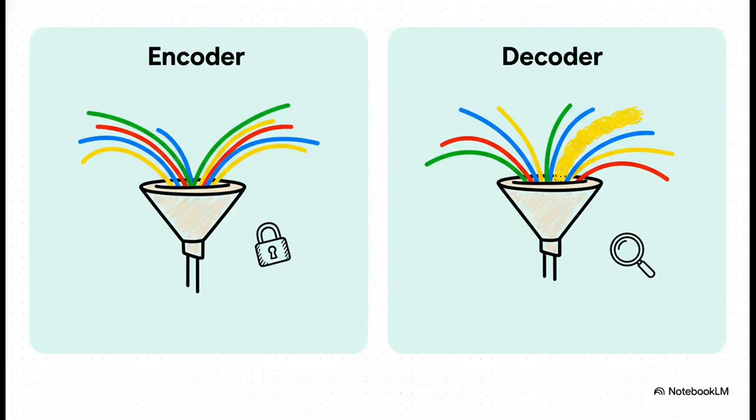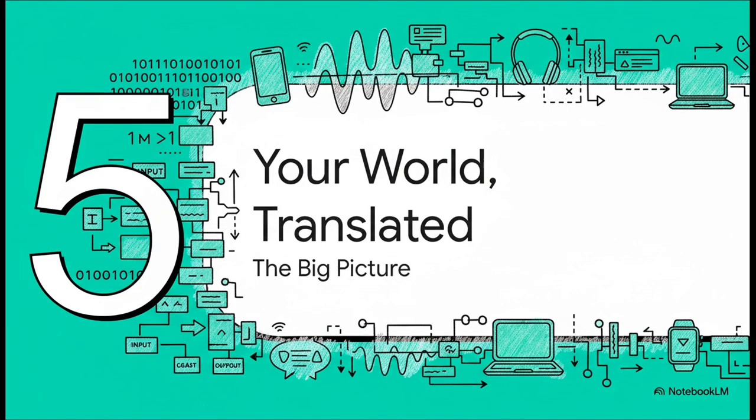Look, if you're going to walk away remembering just one thing from all this, let it be this right here. An encoder compresses. A decoder expands. That's it. One squishes information down, the other opens it back up. It's that simple. Okay, let's zoom all the way out now and look at the big picture.